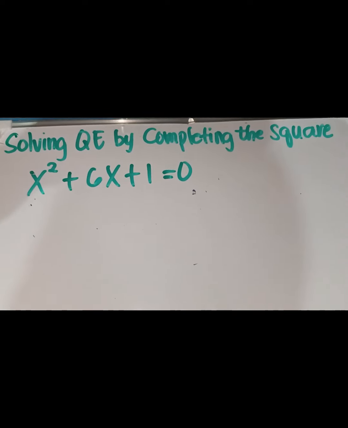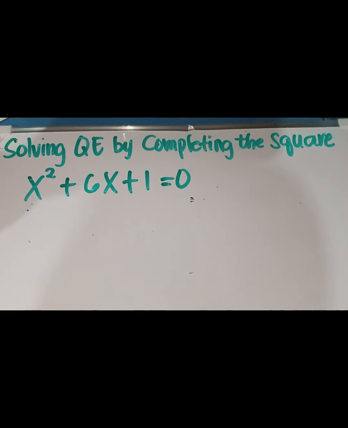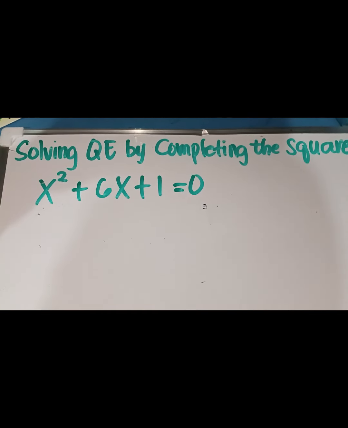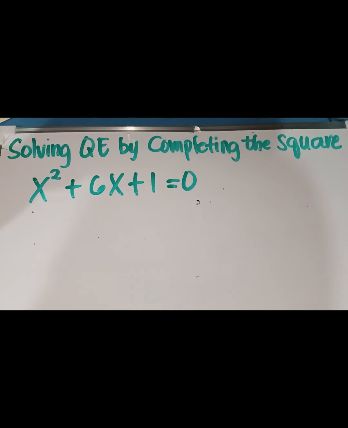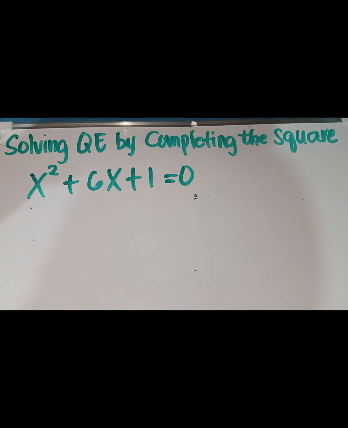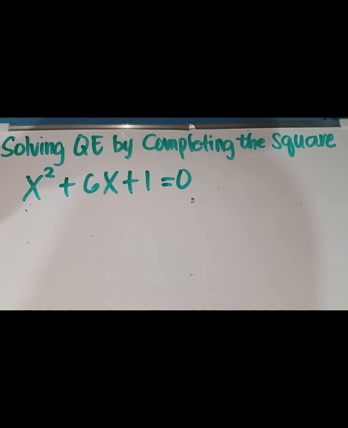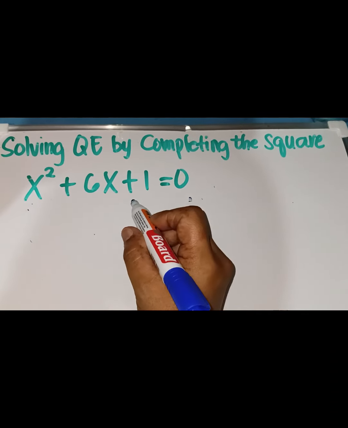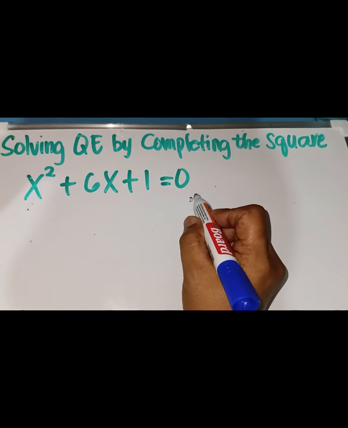Hello learners, because your periodical exam is nearly approaching, here is one example of solving a quadratic equation by completing the square. We have x squared plus 6x plus 1 is equal to 0. So first thing to do is let's transpose positive 1 to the other side.